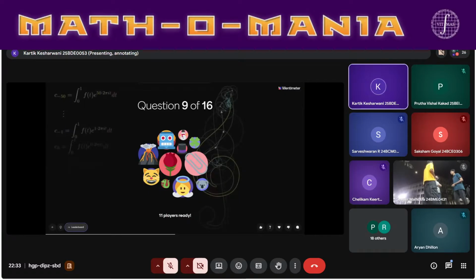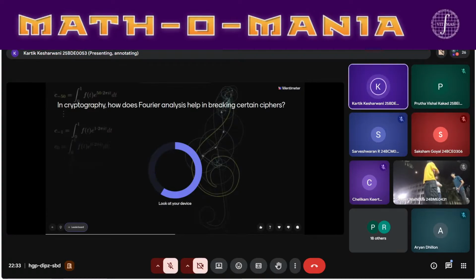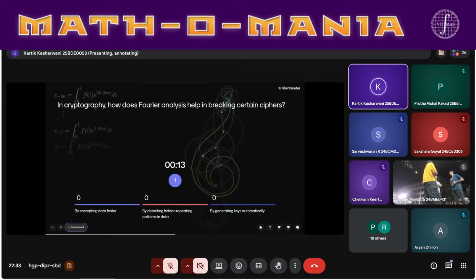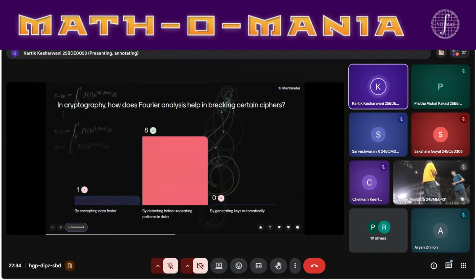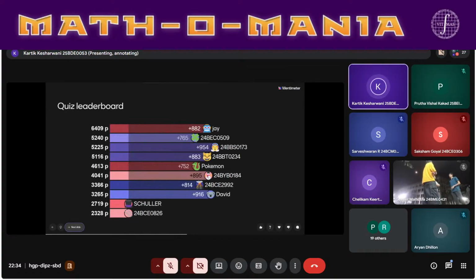Towards the ninth question is, in cryptography, how does Fourier analysis help in breaking certain ciphers? By encrypting data faster, by detecting hidden repeating patterns in data, by generating keys automatically. Correct answer is by detecting hidden repeating patterns in data. Leaderboard after the two-third of the journey. Here we go.